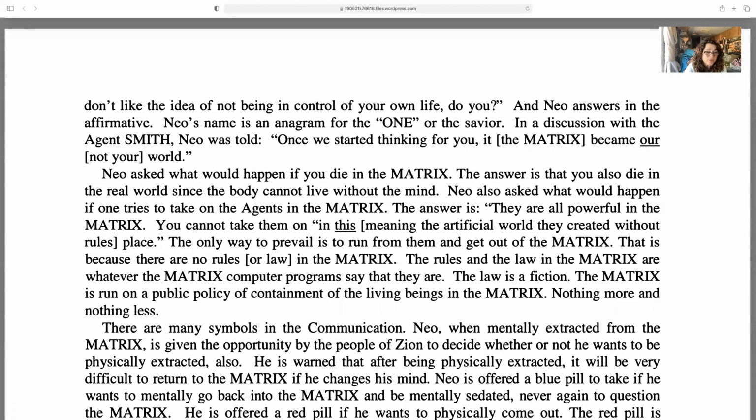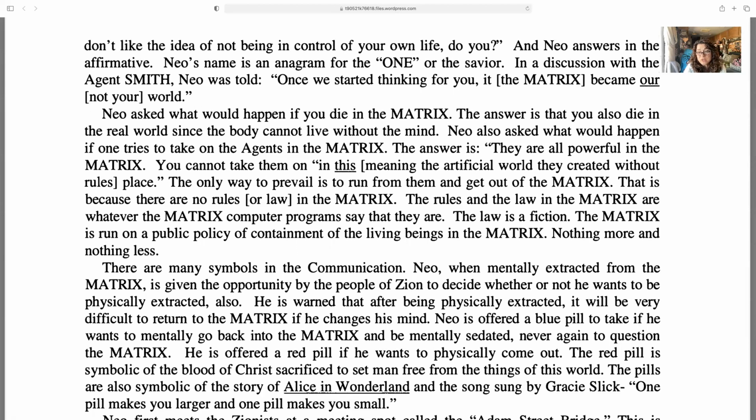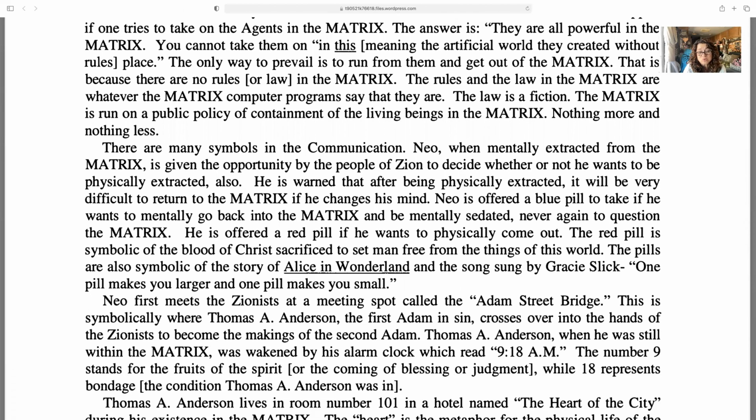That is because there are no rules or law in the Matrix. The rules and the law in the Matrix are whatever the Matrix computer programs say that they are. The law is a fiction. The Matrix is run on a public policy of containment of the living beings in the Matrix. Nothing more and nothing less. It's wild. There are many symbols in the communication.